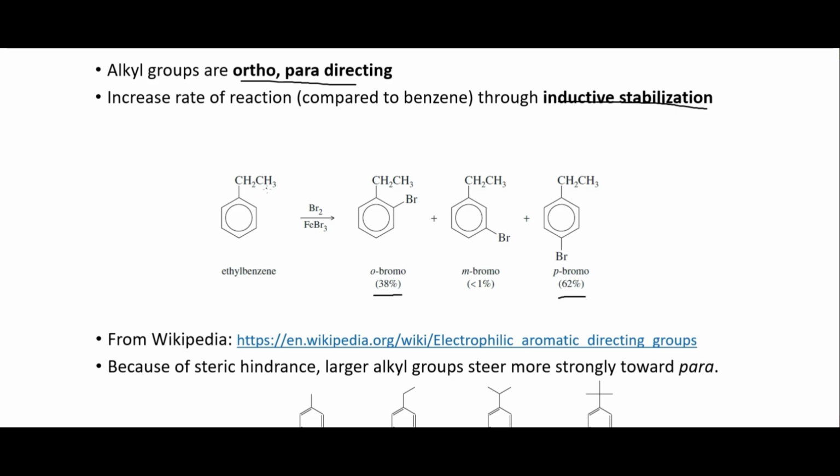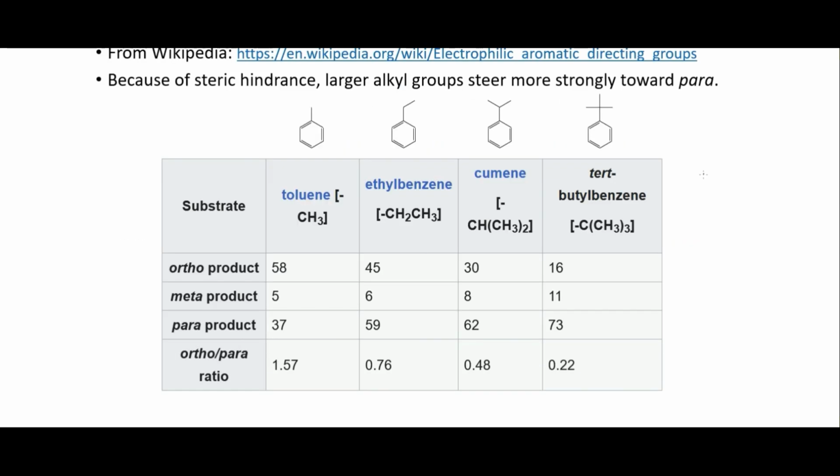So we end up with something like this, where we have the ortho and the para being more favored here. What we notice on this one, the numbers are slightly different. That's because we have an ethyl group on here rather than a methyl. And so what we notice is that the general trend here is that as the substituent gets larger, as the alkyl group gets larger, the amount of para product is increasing and the amount of ortho product is decreasing.